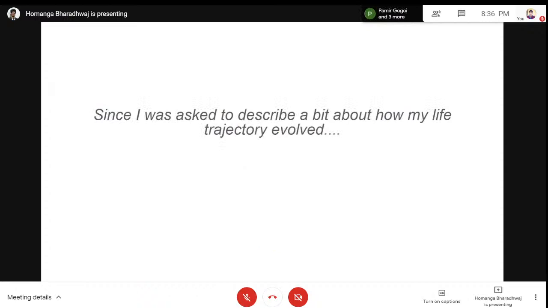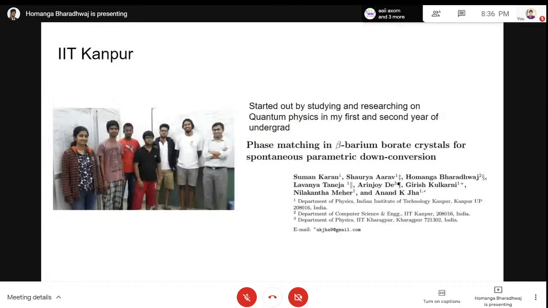Since I was asked to describe a bit about how my life trajectory evolved, I have some pictures and things like that. If you have any questions, let me know. I started my undergrad at IIT Kanpur in 2015, and unlike many people, I already knew I wanted to do research, but the question for me was what to research. In high school, I was fascinated with physics, so physics seemed like a natural choice for me at the time.